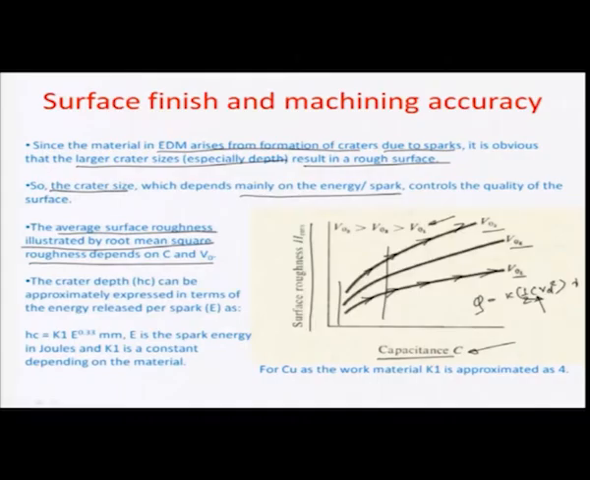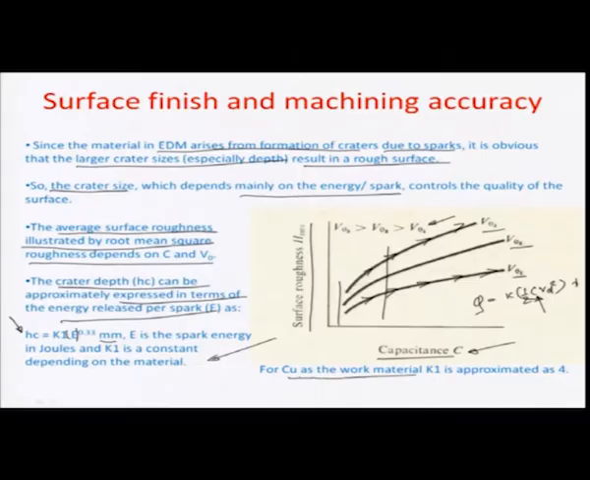Also, if you may recall, earlier we had talked about the crater depth HC, which can be expressed in terms of spark energy released, and we arrived upon a formulation where this crater depth was empirically determined as K1 times spark energy to the power of 0.33 millimeters. And so if half CVd square is more, obviously E is more and HC is more. So from a mathematical standpoint there is some relationship between the crater depth and the spark energy.